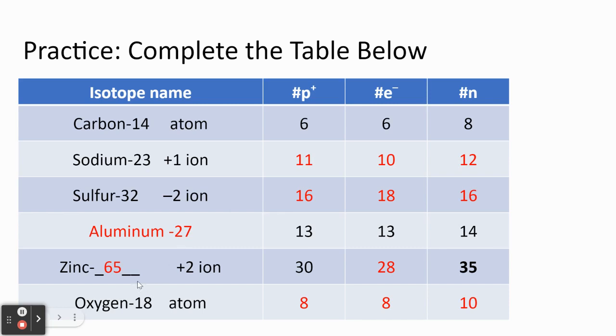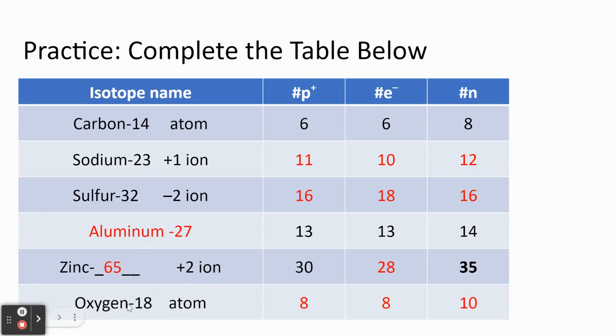If we look at the next one, okay, we're told it's zinc. We've got 30 protons. It's got a +2 charge, so it lost 2 electrons. And if I take the protons plus the neutrons, that will give me my mass number of 65.